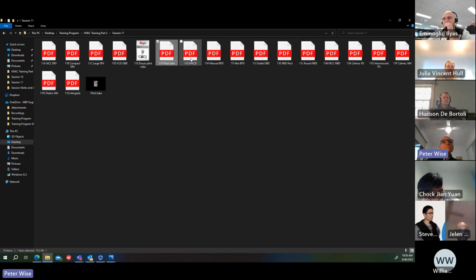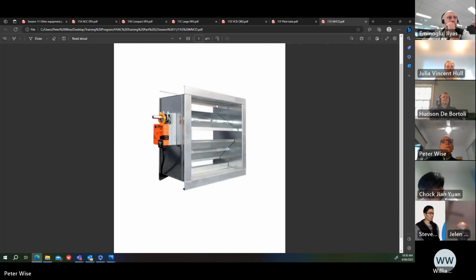I've got a picture of one. So again, can you see that? It's just an opposed blade damper with the shaft coming out, but this time there's a motor connected to it, which then is connected to the control system to vary the position of those blades.